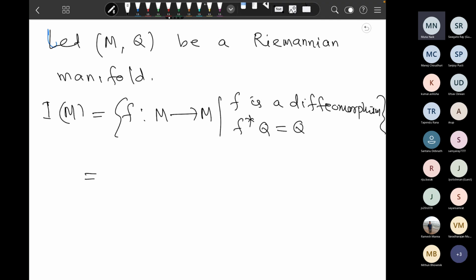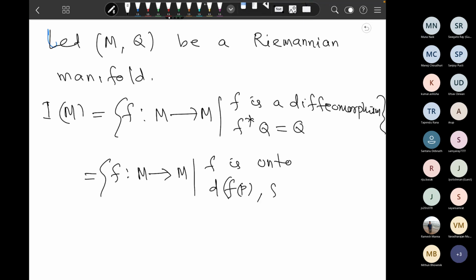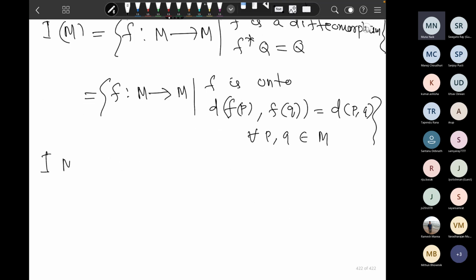This is the same thing as we have seen: F is a mapping from M to M, a bijective distance preserving map. So F is onto, and the distance of F(P) and F(Q) is equal to the distance of P and Q for all P, Q belonging to M. So we have also seen that I(M) is a group under composition.